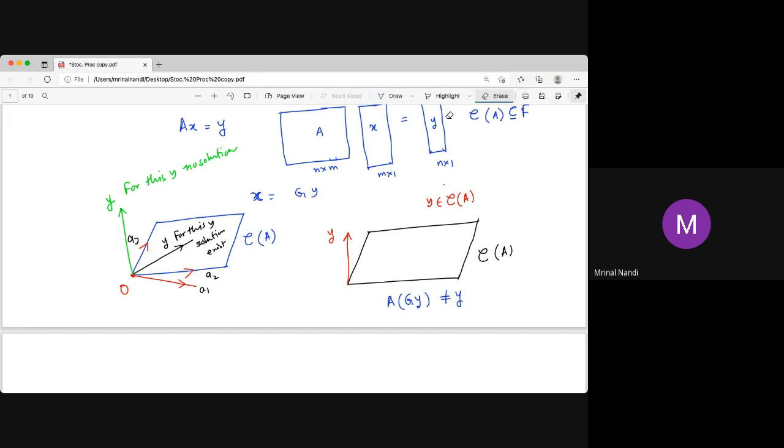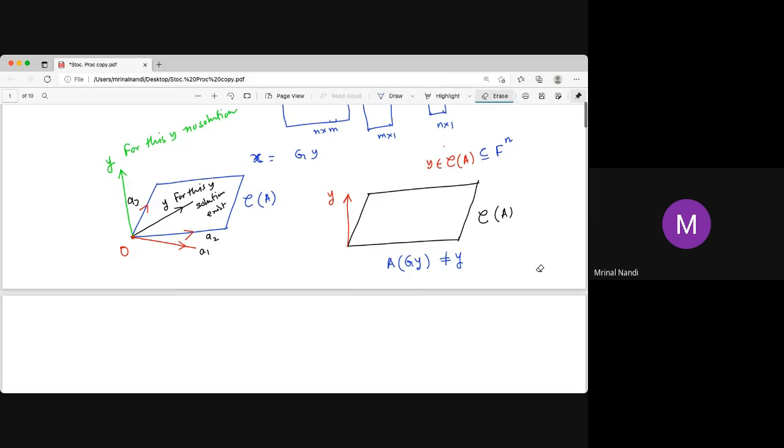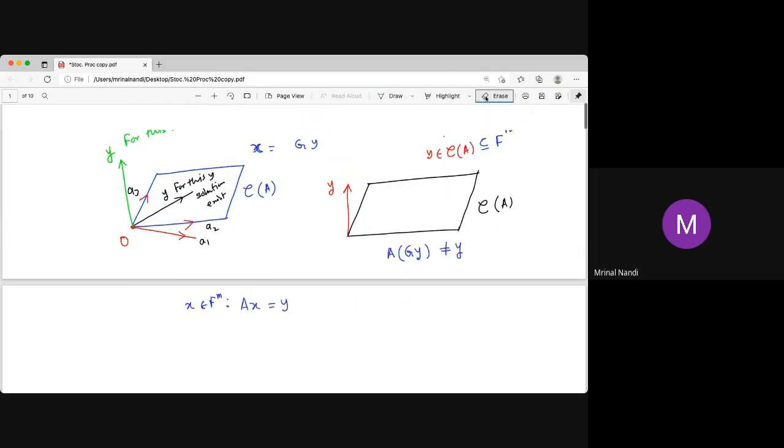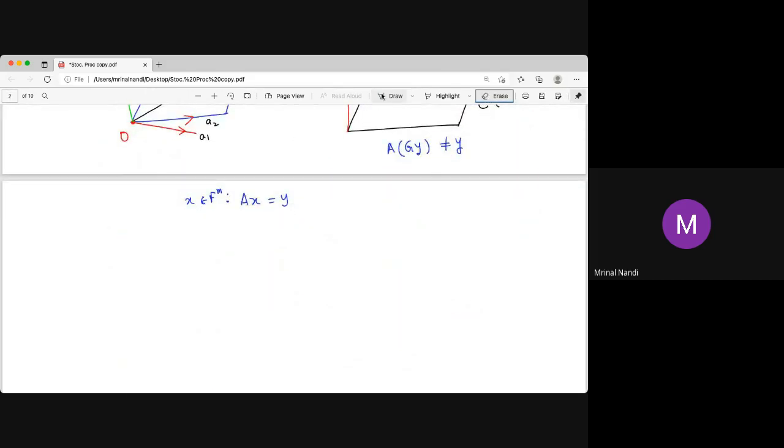Okay, now we have another idea. Consider this as a subspace of Fn. Now consider the solution space. What is the solution space? Consider where x lies, in Ax equal to y. Now consider all solutions. The solution is in Fm, since x is m cross 1. This is called the solution space. And this is the empty set, phi, if y does not belong to the column space.